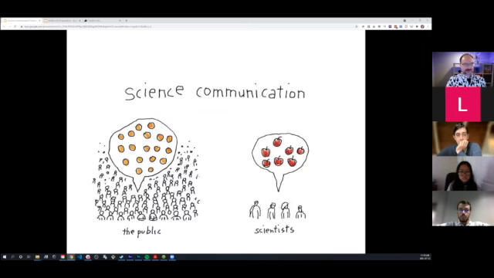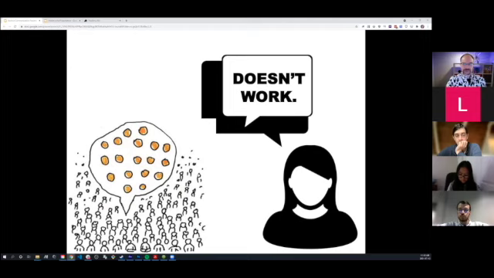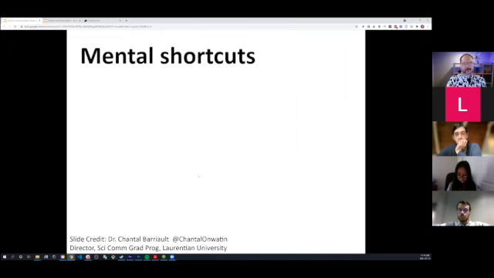One of the reasons for that is that the things that the public talk about and are interested in are different than the things that scientists talk about or are interested in. It's really an oranges to apples kind of situation. And research has shown that when scientists just sort of talk facts at the public, it doesn't work. People don't absorb it in that way. There's a number of different reasons for this. But here's an infographic from Dr. Chantal Barillon, who's the director of the Science Communication grad program at Laurentian University, an amazing program. I've worked with some graduates from there.